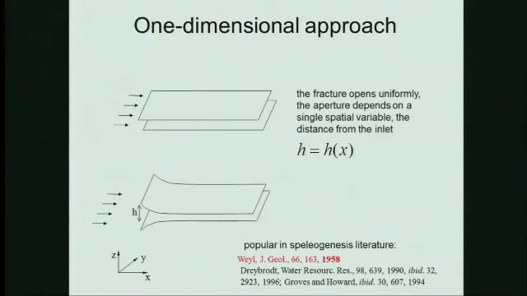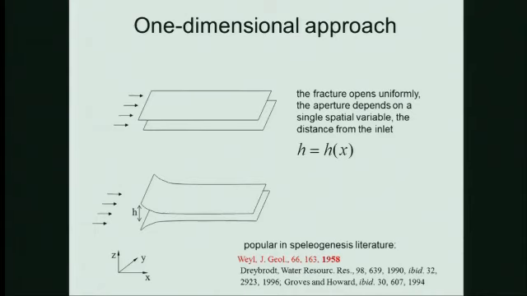And in fact, the simplest model which can be found in speleogenesis literature, so in the community which deals with the origins of caves, is the so-called one-dimensional model, where one basically claims that all the important physical fields in the fracture depend on just a single spatial variable, the distance from the inlet, which I called x on this graph here.